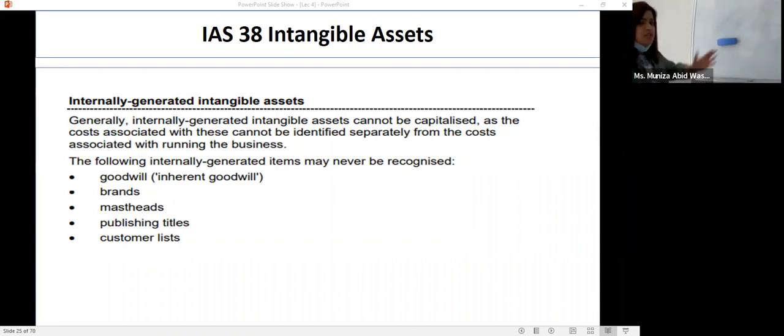If they are internally generated, then they will not be recognized. So if goodwill is purchased, it will be recognized. Okay, and same is the case with the other assets as well. Clear, students, up till here?